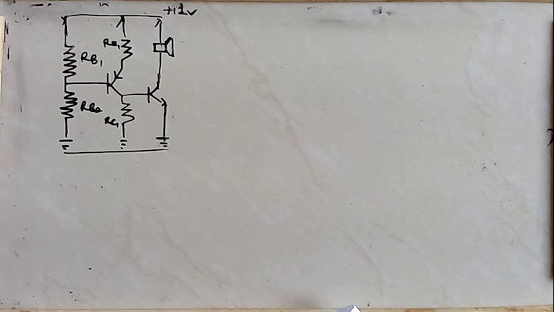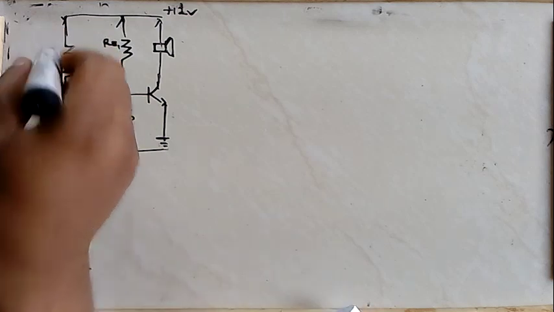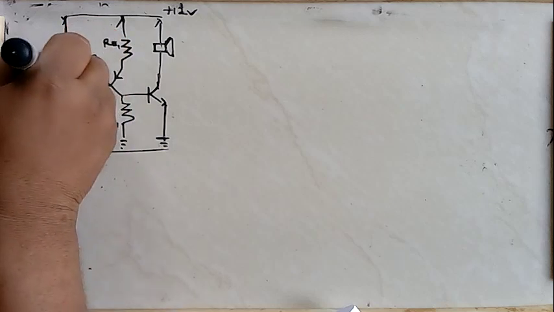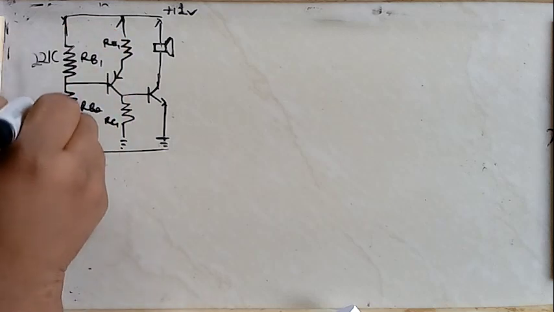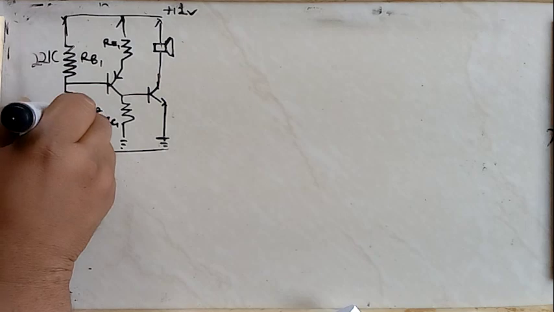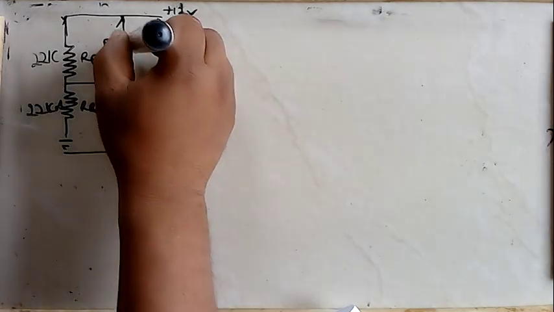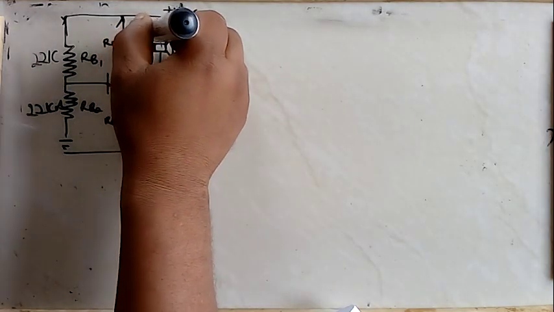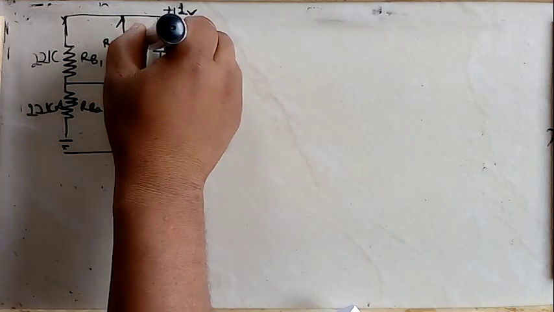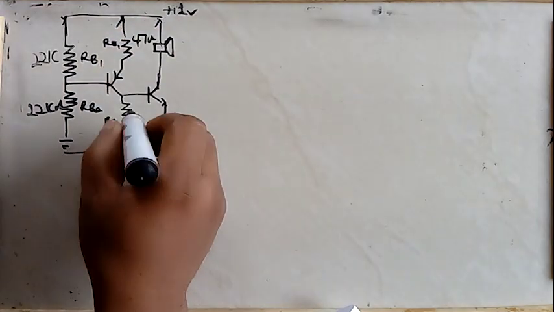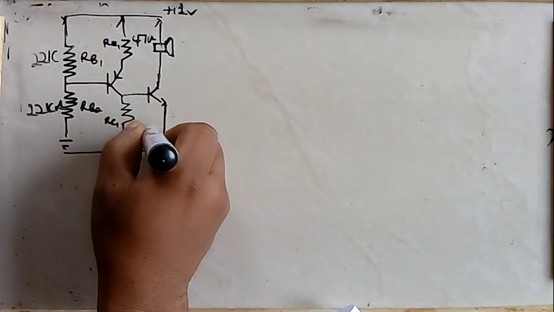So it is a two-stage common emitter amplifier biased by 22k here, biased by 220 kilo ohm here. This is 47 ohms, if you recall in video 1, and this one was 1 kilo ohm. Very well.